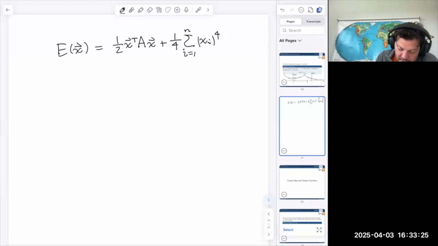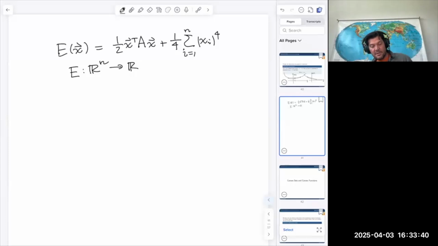What kind of function is this? E is a functional. It takes a Banach space, which in this case is a very simple Banach space, R^n, and maps it into R. So that's a nonlinear functional. Let's figure out what the first and second derivatives of this function look like.